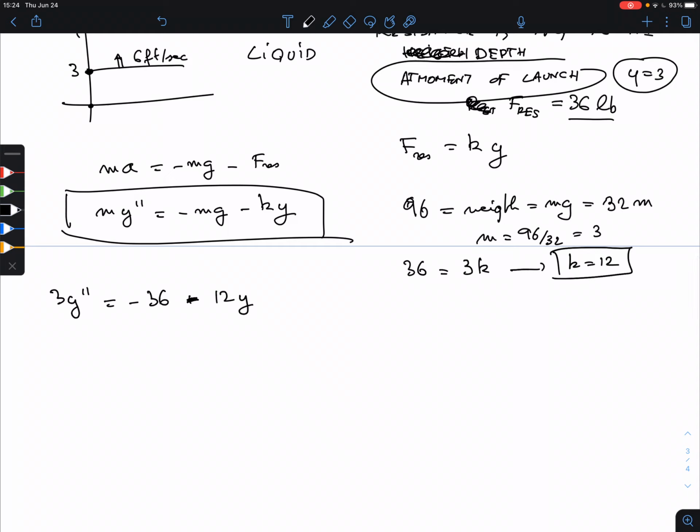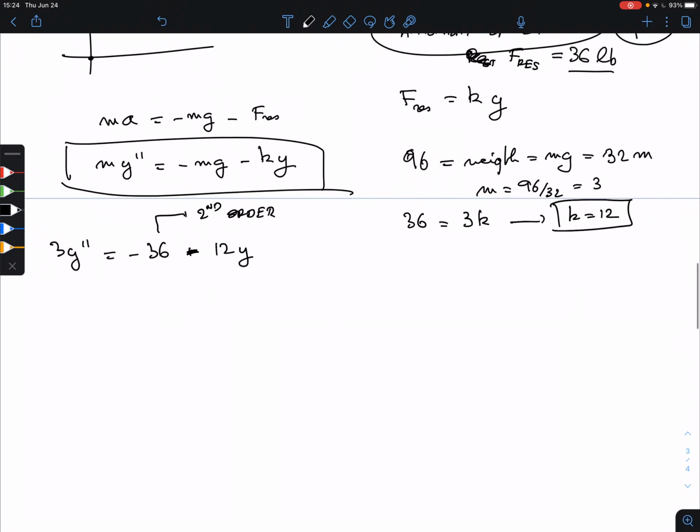Okay, so what is this now? This is now a second order linear, even constant coefficient equation. So let's write it like that: 3y double prime plus 12y equals minus 36. So it's with constant coefficients, and we know how to solve this.